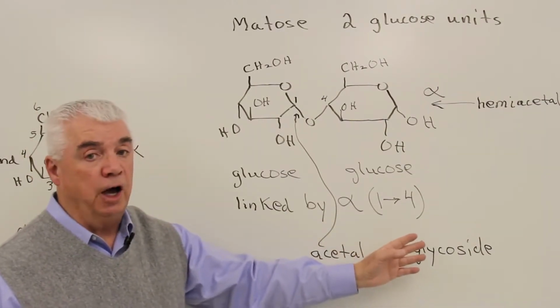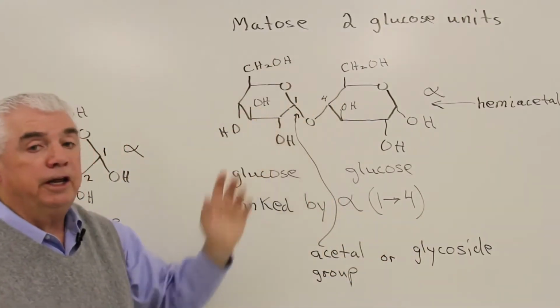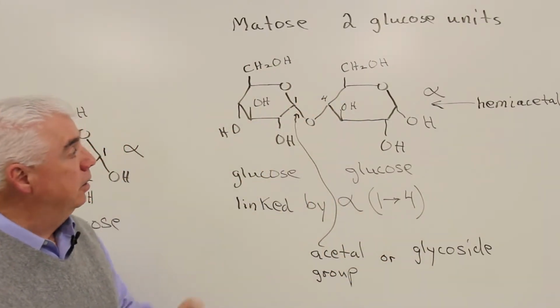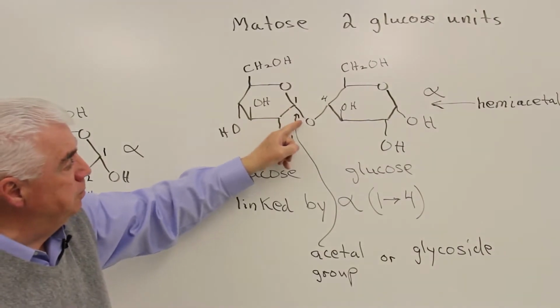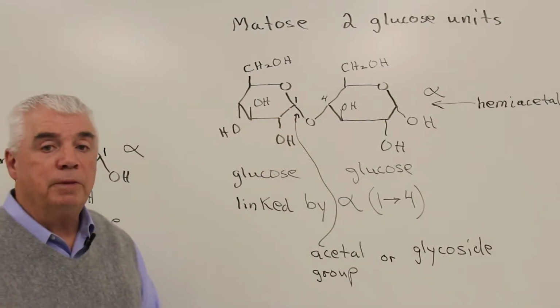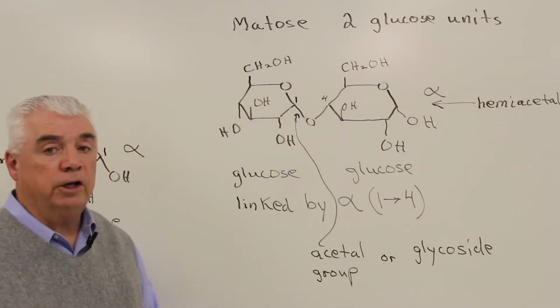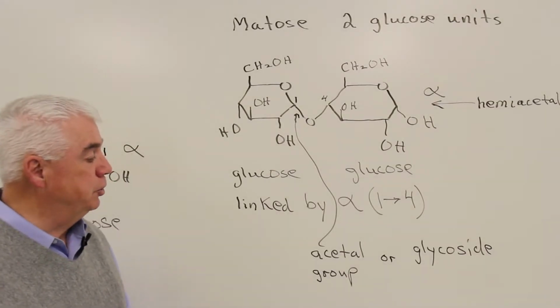In carbohydrate chemistry, there's another name for an acetal group. It's called a glycoside. So this is an example of a glycoside, where sometimes we point to that specific bond, that carbon-oxygen bond, and call it a glycosidic linkage.